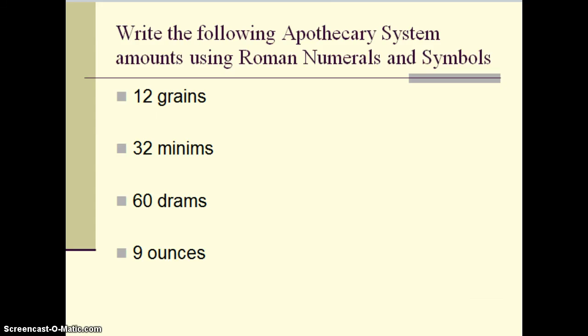So our goal here is to write the following apothecary system amounts using both Roman numerals and the symbols. So the first one we have is 12 grains. And in the apothecary system, we're going to write the abbreviation first, so GR for grain, and we use the GR so that we don't mix this up with gram from the metric system. And then we have to write the Roman numeral 12, so that would be 10 plus 2.